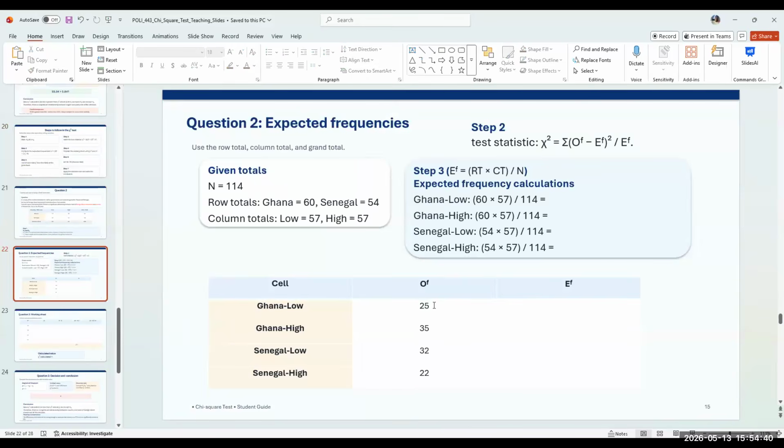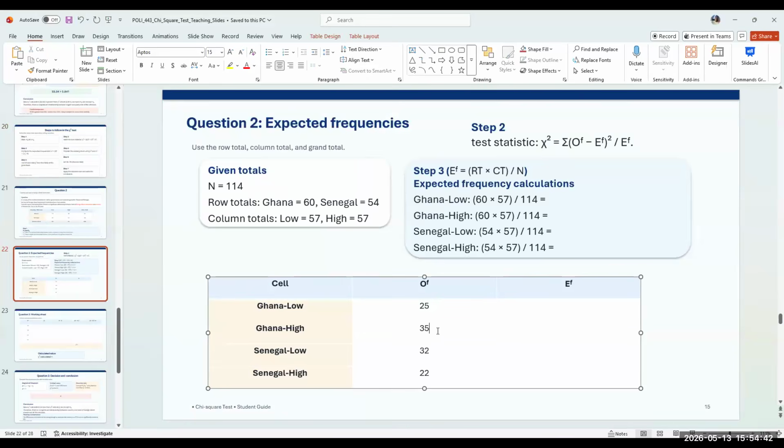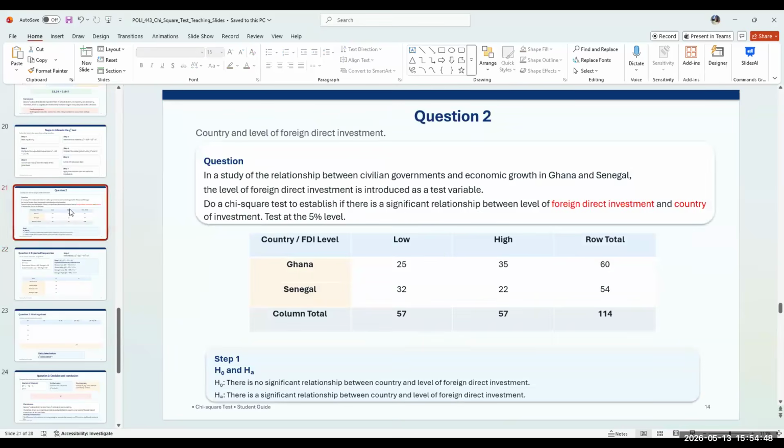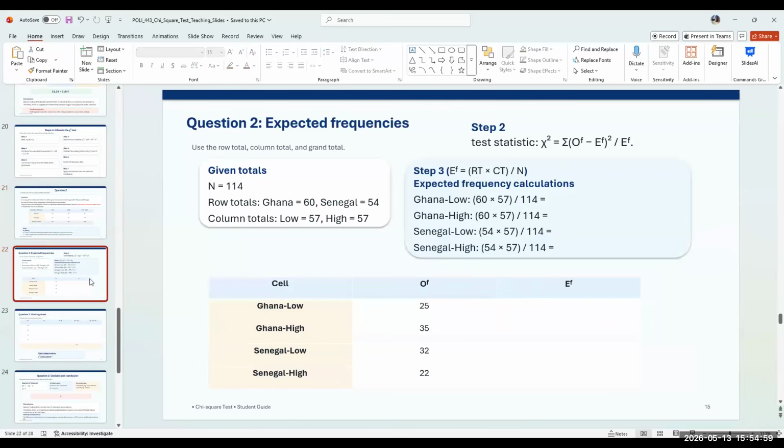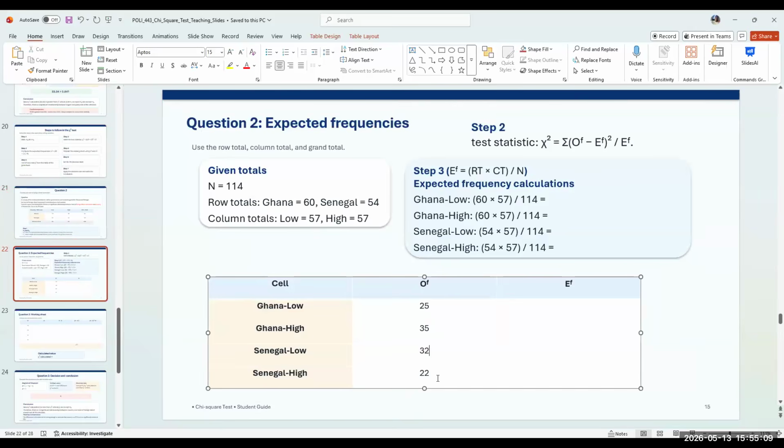So we have the OF here: 25, 35, 32, 32, 22. Somebody asked me, where is the OF coming from? The OF are the values that were given to us in the question. Initially we are given 25, 35, 32, 22 in the question. Do you see it? Yes. So that is what we've listed over here. That's what we're about to use.